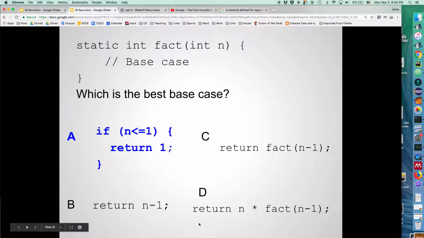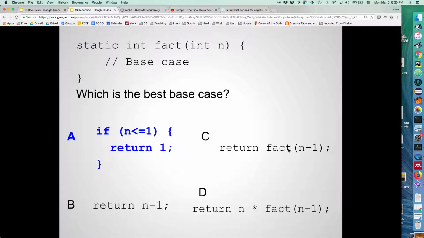So why do these other 3 not work? Well, this will stop the recursion, but it just returns n minus 1. So if I say factorial of 5, this will just return 4, right? Because n minus 1, when n is 5, is 4. But factorial of 5 is not 4. It's 5 times 4 times 3 times 2 times 1, and so on. So this is not going to work.